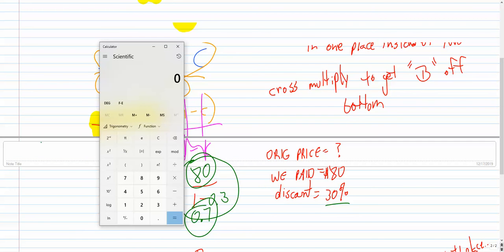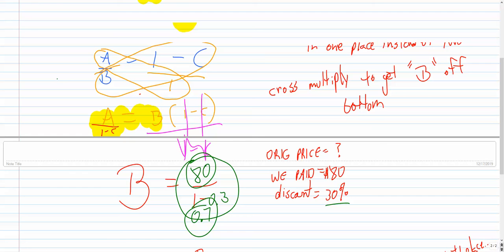Calculator. 80 divided by 0.7. So the original price of that $80 coat or jacket or whatever was 114 bucks and 29 cents, because this 5 rounds this 8 to a 9. So our original price was 114 bucks and 29 cents. So if you see a jacket for sale that's 114 bucks and 29 cents and it's too expensive, if you wait for a 30% discount, you will pay 80 bucks for that coat. Okay? That's how you do it.